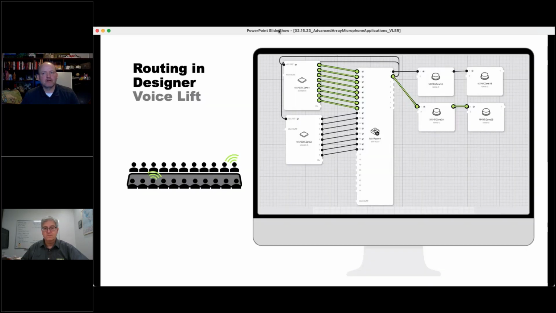There was one I missed there. If we go back one, so this is just that representation of one side. Zone 1 is going out zone 2's speakers, and zone 2 is going out zone 1's speakers.